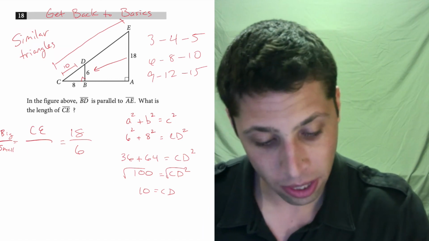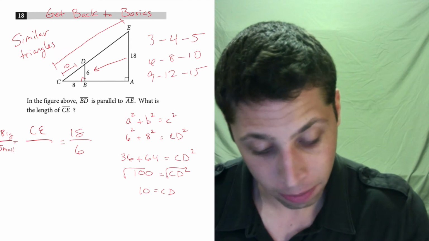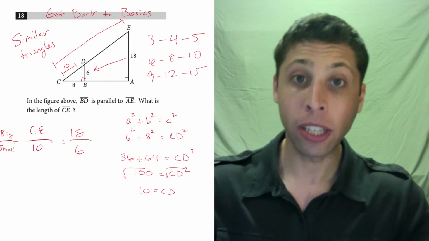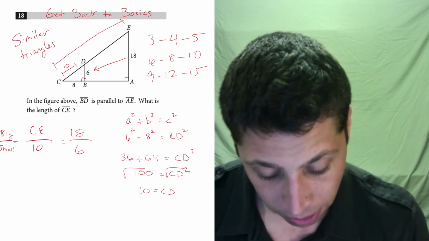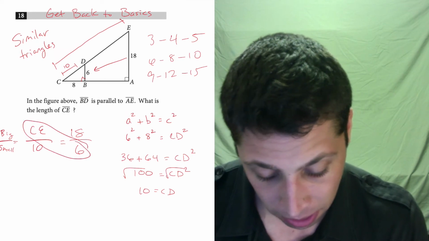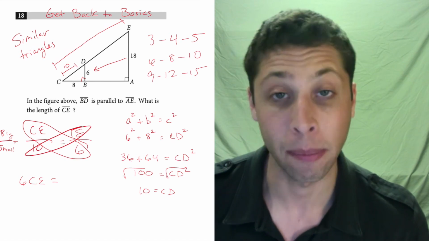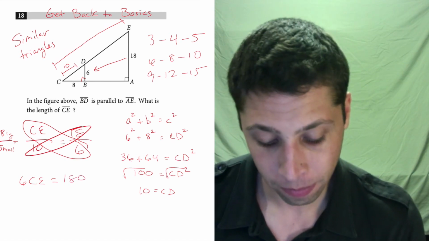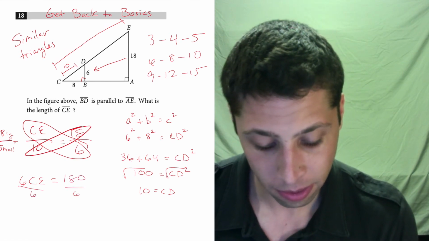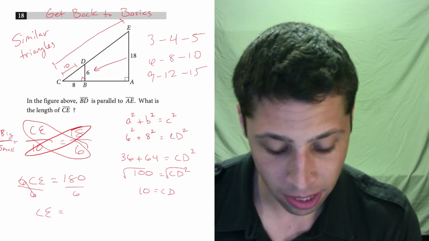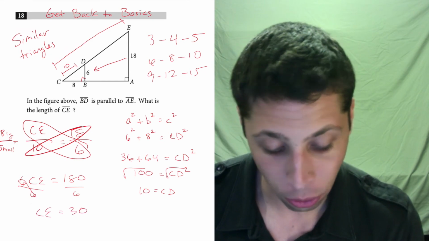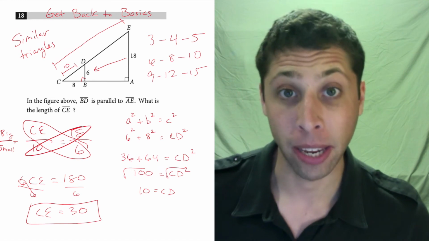Let's get rid of our CD, plug our 10 in there. And now we can cross multiply and divide. So I would do 6 times CE, 6 CE, and then 18 times 10 is 180. Divide by 6, and we get that CE is equal to 30. And that is my answer.